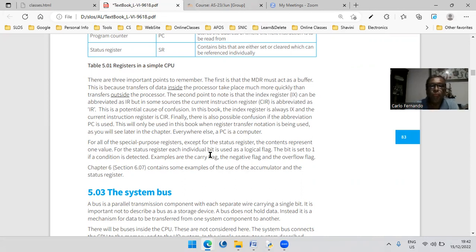For the status register, each individual bit is used as a logical flag. So if the first bit is on, maybe the lift is going up. If the second bit is on, you have pressed the button. If the third is on, which floor? It's third floor. Or let's take first bit is on, it's first floor. Second bit, second floor. Likewise, there's some indication, some flag. The bit is set to 1 if a condition is detected. So if a particular condition is detected, the bit is set to 1. Examples are the carry flag, the negative flag, and the overflow flag.